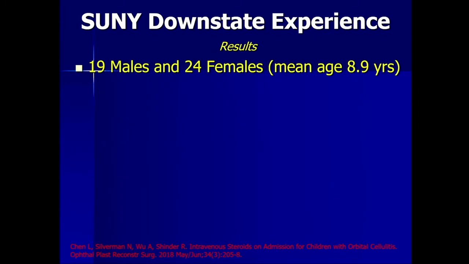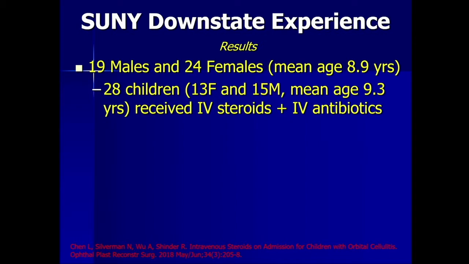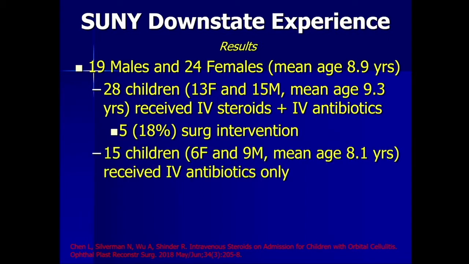So here are our results. We had 19 males, 24 females with a mean age of about 9 years. 2 groups. The steroid group had 28 total children, 13 girls, 15 boys with a mean age of about 9. Of those, almost 20% had surgical intervention for sinus and/or orbital abscess. The other group with just antibiotics alone, 15 kids, 6 girls, 9 boys, mean age of about 8 years. And again, similarly, about 20% required surgical intervention.